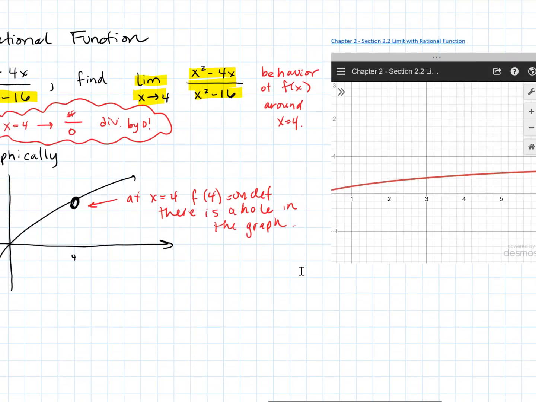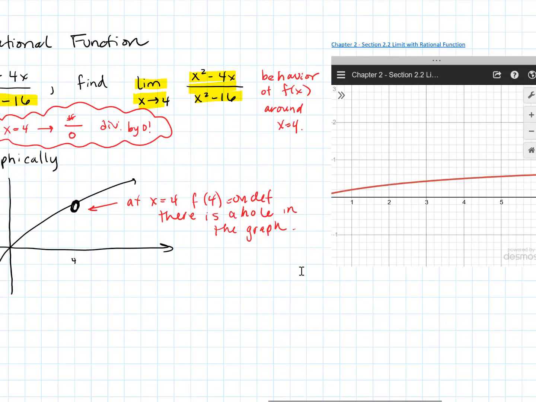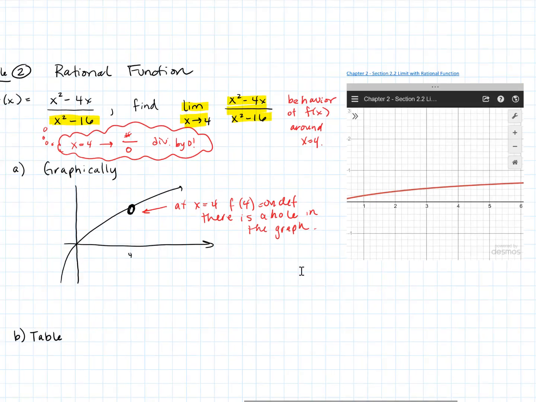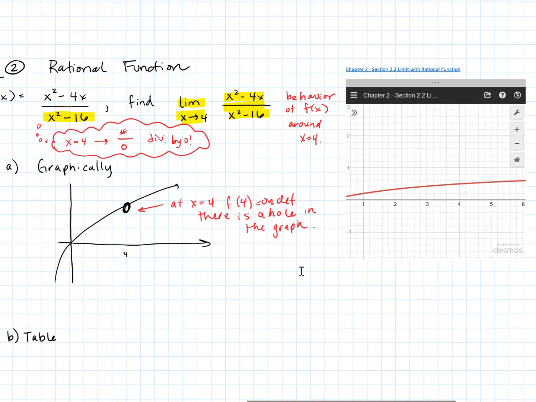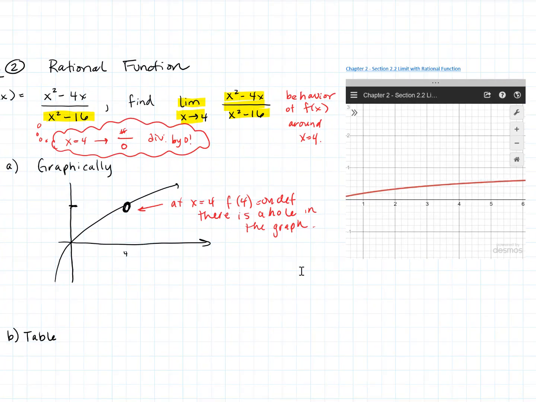And so graphically, as I'm looking at that, I can see that this point right here on my graph, using that graphing calculator, is 1/2 or 0.5 if we like decimals better. So what I can say here is that the limit of x squared minus 4x over x squared minus 16 as x is approaching 4 is equal to 1/2.